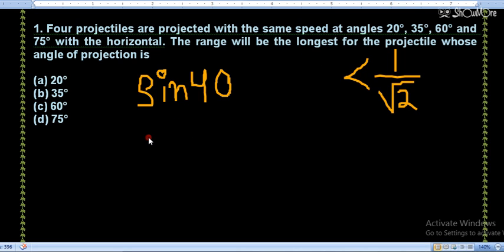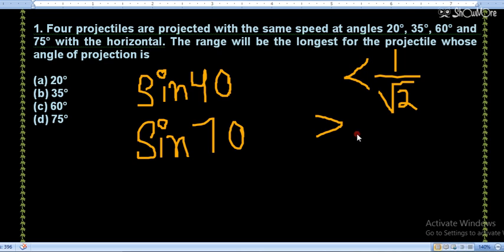Then we have sine 70. Now sine 70 will be greater than sine 60, so this value is greater than under root 3 by 2.